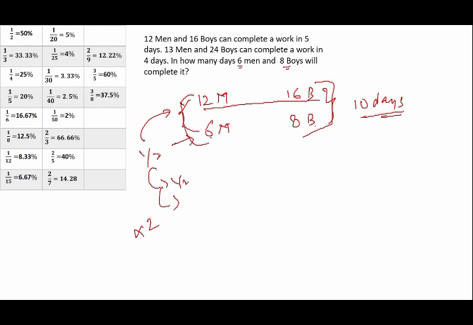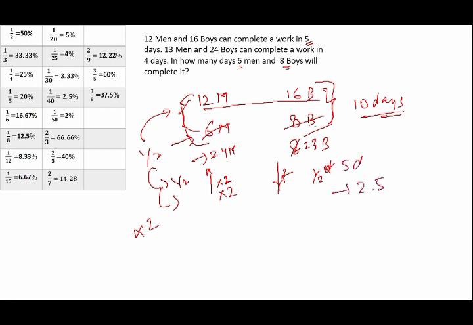Let's assume some other value. We don't have 6 and 8. Let's say we have 24 and 32 boys. Here we are increasing the workforce by 2 folds. We are also increasing their efficiency by 2 folds, which means the time taken by them will reduce by 2 folds. So if they are completing it in 5 days, here when you have increased the workforce, they'll be completing the same work in half the time, correct? So half of 5 days is 2.5 days.